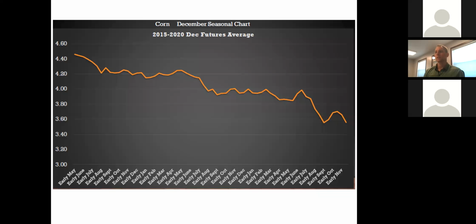December corn chart, the December corn contract, when it opens, on average has opened at $4.45. This is literally 2.5 years out. So this is a long time frame, but when the contract starts trading, on average it's opened at $4.45. On average, it has expired at $3.55. So on average, you see a 90-cent decline from open to close on the contract.